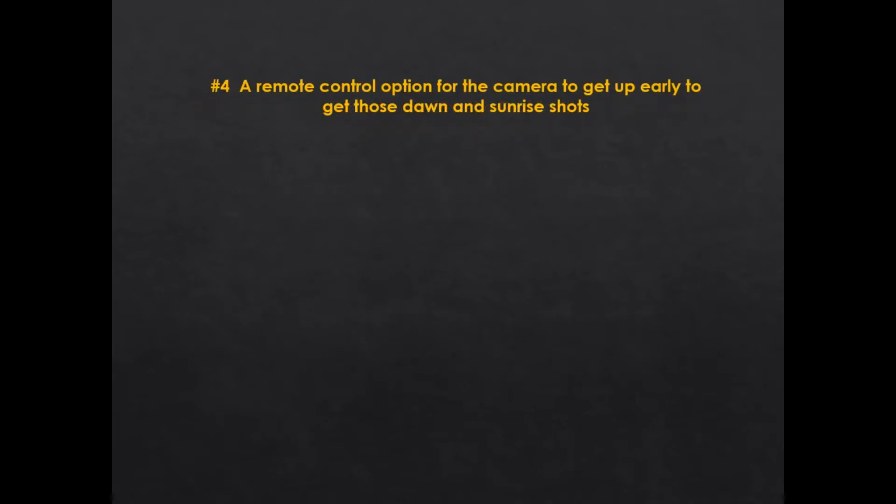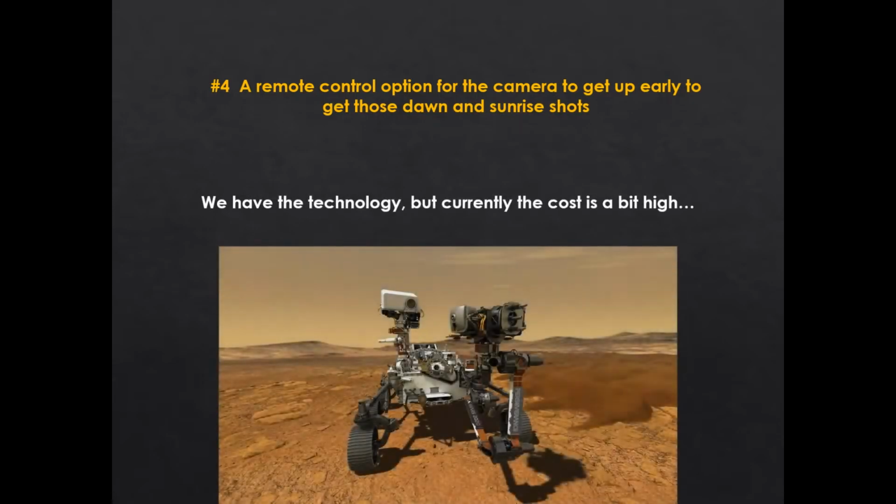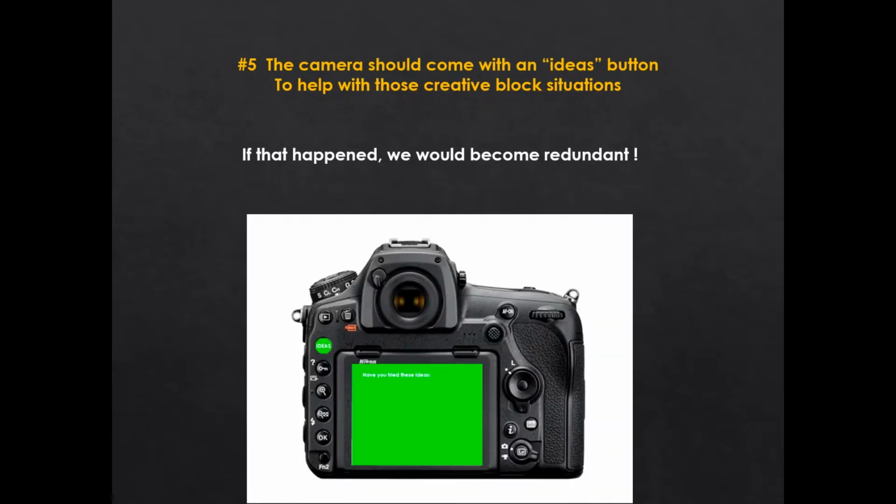And if I was being a bit flippant, I'd say, well, to avoid having to get up in those cold early mornings and get out to get those sunrise shots, maybe it'd be nice to have some way of sending the camera out on its own and letting it do all the work for you. We do have the technology, but at the moment it's just a little bit expensive. And the last, but maybe not the least, is, well, what if you had some ideas, buttons on the back of the camera that would tell you how to treat a particular subject? That would make us photographers probably pretty much redundant.